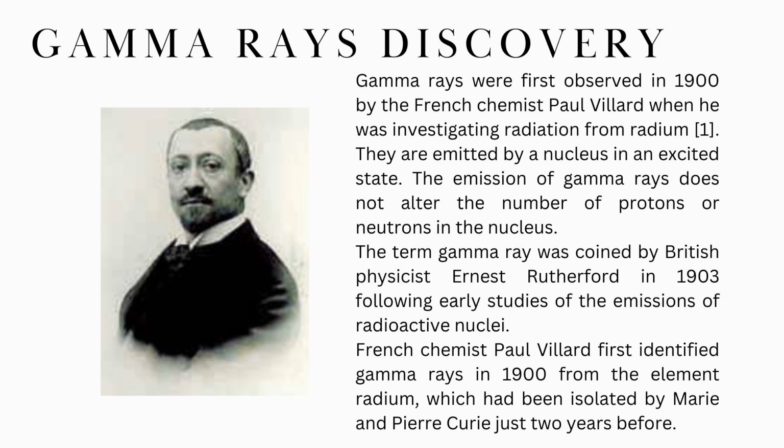The term gamma ray was coined by British physicist Ernest Rutherford in 1903, following early studies of the emission of radioactive nuclei. French chemist Paul Villard first identified gamma rays in 1900 from the element radium, which had been isolated by Marie and Pierre Curie just 2 years before.